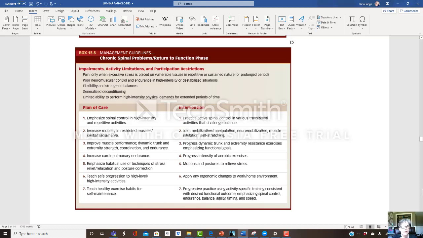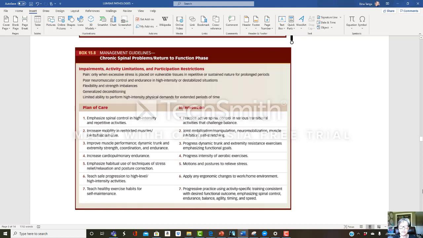Plan of care: emphasize spinal control in high intensity and repetitive activities. Practice active spinal control in various transitional activities that challenge balance. Increase mobility in restricted muscles, joints, fascia, and nerve. Joint mobilization, manipulation, neuromobilization, muscle inhibition, and self-stretching. Improve muscle performance, dynamic trunk and extremity strength, coordination, and endurance. Progress dynamic trunk and extremity resistance exercises, emphasizing functional goals.